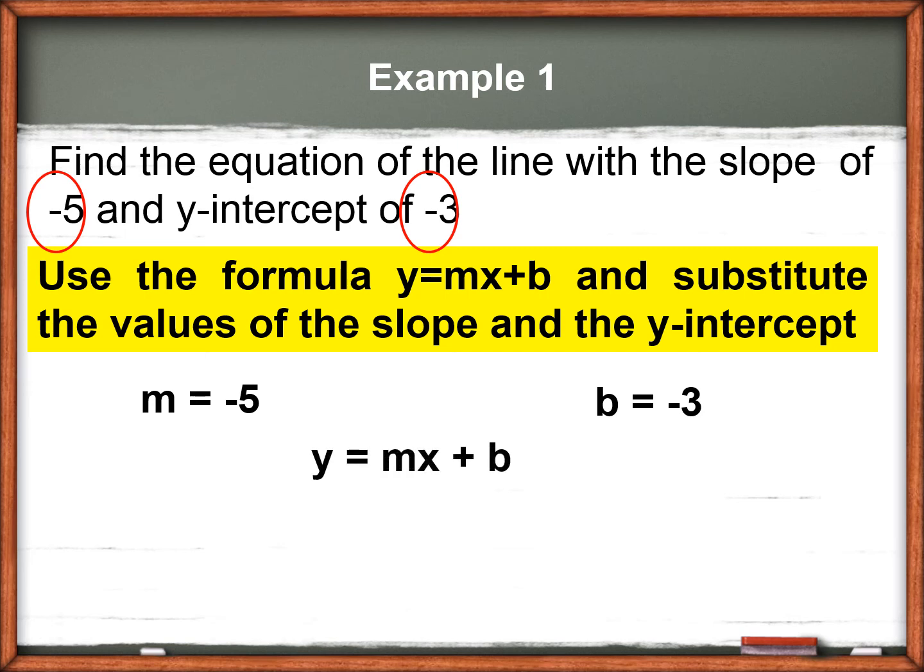The slope-intercept form is y equals mx plus b. Substituting the value of your m and the value of your b in the slope-intercept form, we have y equals negative 5x minus 3. This will be our equation of the line for example number 1.